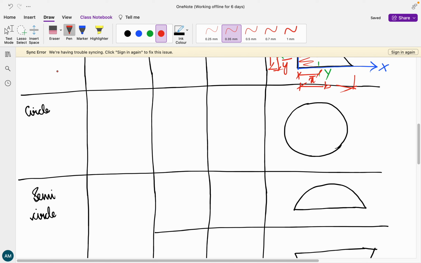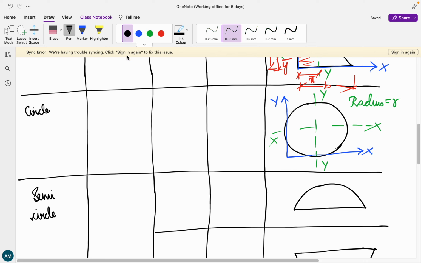Now coming to a circle, x-axis and y-axis, let us mark them, x-axis, y-axis. Let us mark the centroidal axis, x, y. The radius of this given circle is small r. Now let us write the area of the given circle, pi r square.